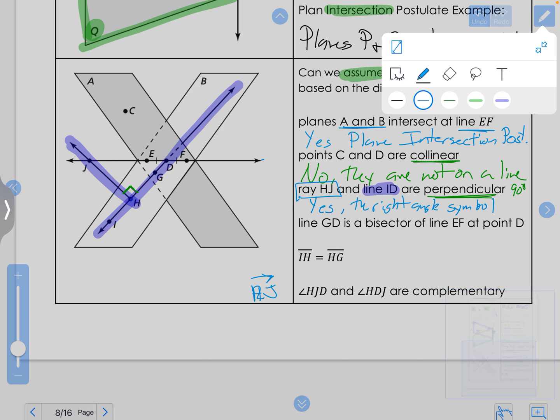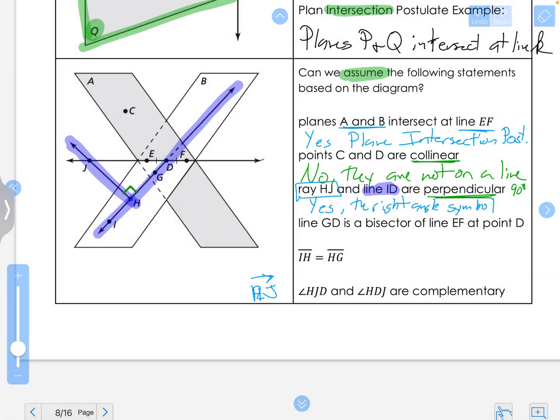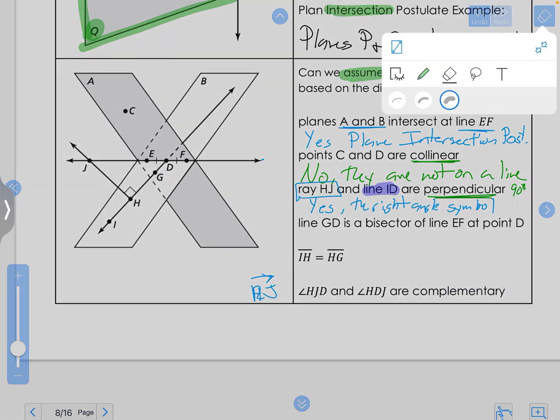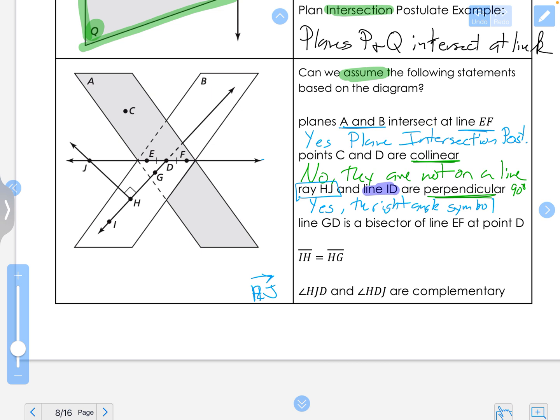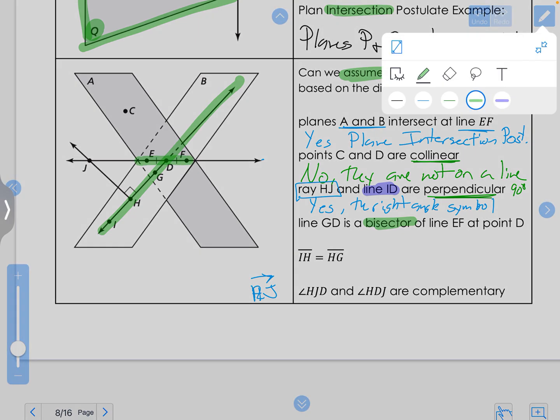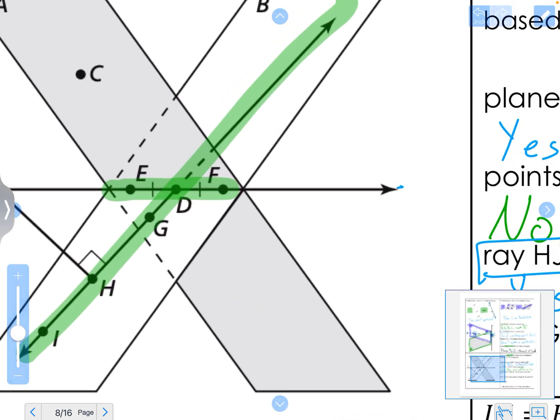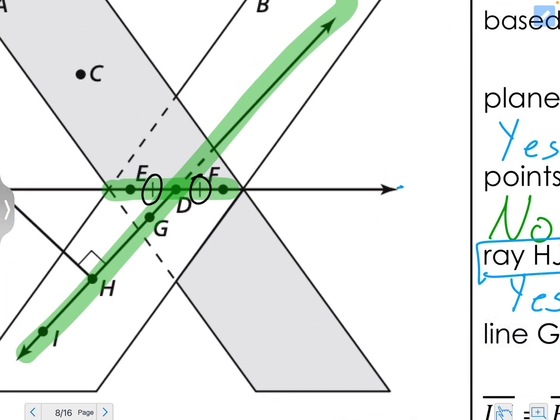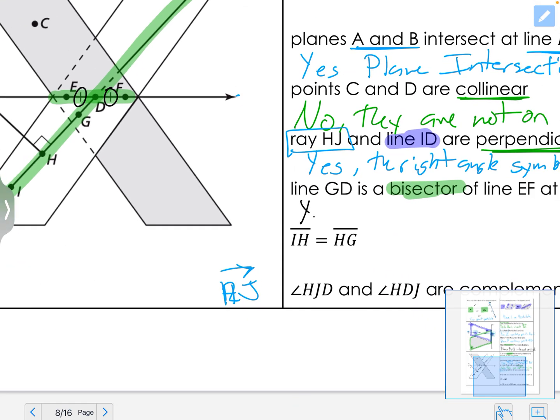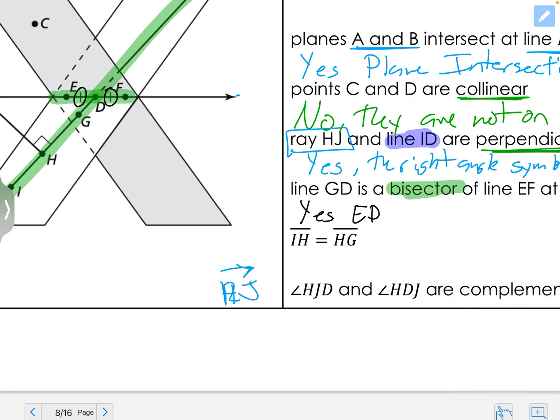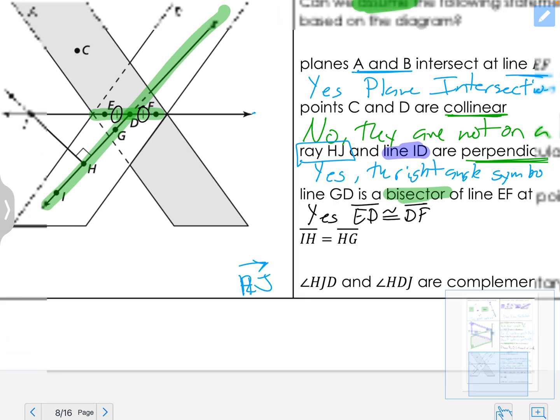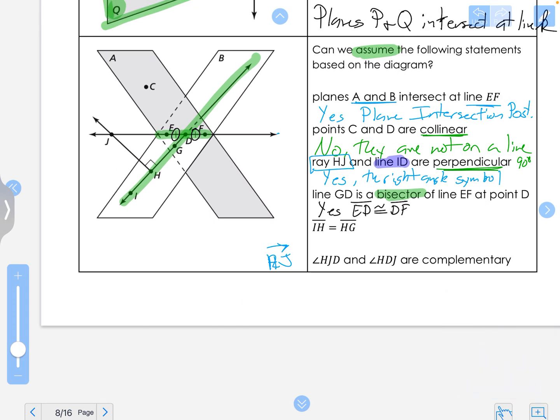All right, so the next one we're going to look at is line GD. I'm going to highlight the whole thing. Is it a bisector of line EF at point D? Bisector means cut in half. If I look closely at this diagram, I have my congruent markers there. So yes, ED is congruent to DF because we have our congruent markers.